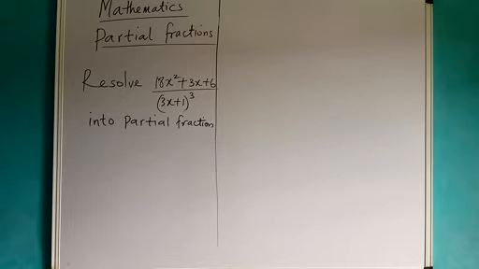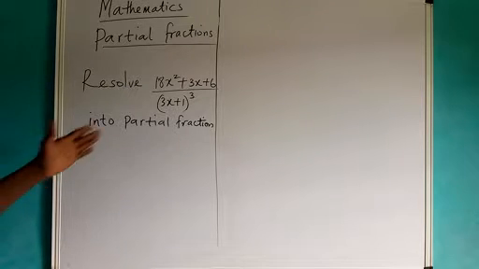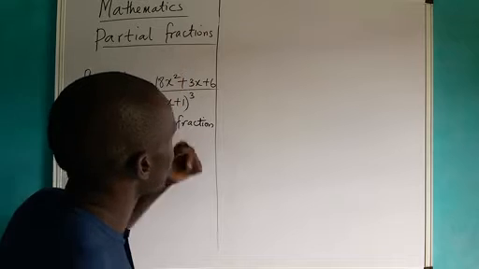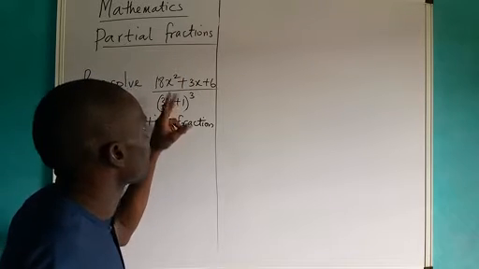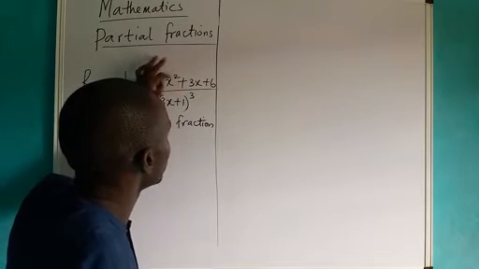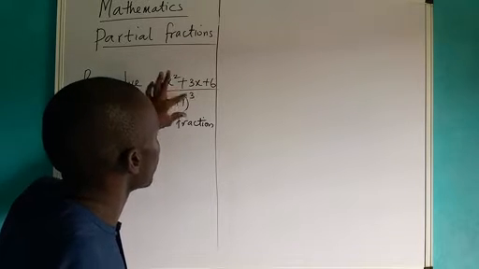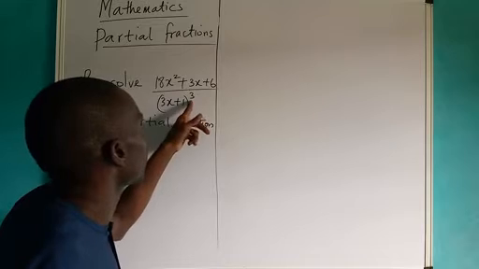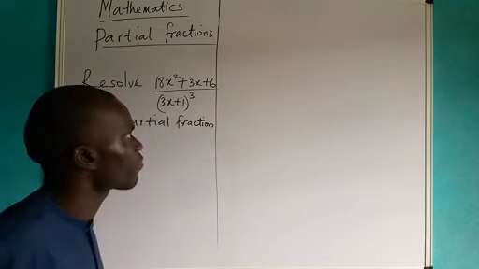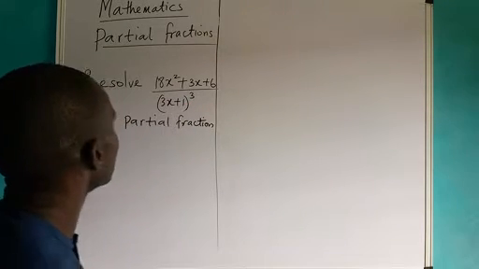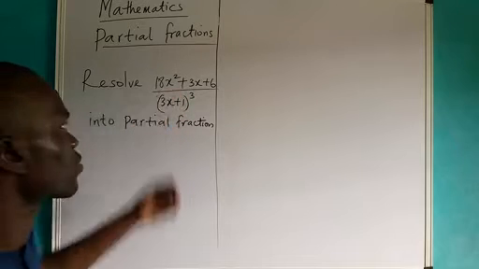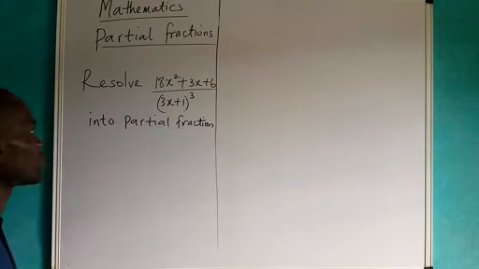Now, how can we do this? From what we have on the board, this is a partial fraction. Why is it a partial fraction? We look at the degree of x in the numerator. The highest degree of x in the numerator is lower than the highest degree of x in the denominator. Therefore, we can conclude that this is a partial fraction.